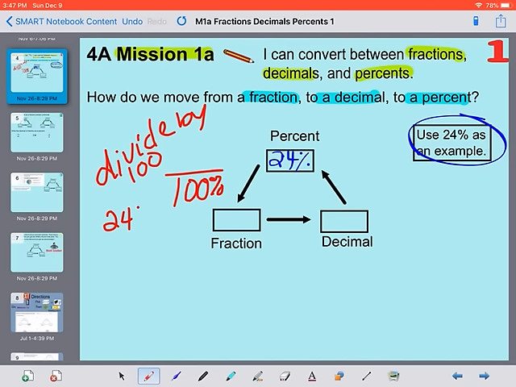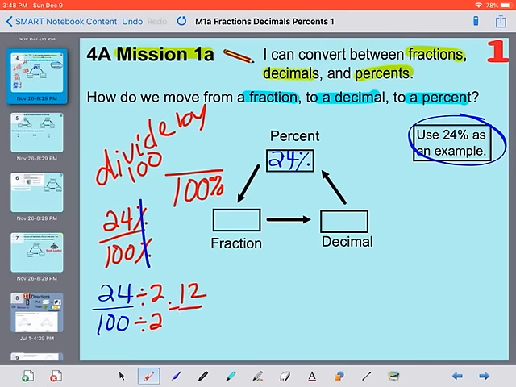So that would give us 24% out of 100%. When we write it as a fraction, we just don't include the percentages. So 24 out of 100 is what I would put in that fraction box. However, we know how to simplify fractions. I'm going to divide by 2, which would give me 12 over 50. And I can divide by 2 again to simplify, which gives me 6 over 25. So in this box, I would write 6 over 25. So there's our most simplified fraction.